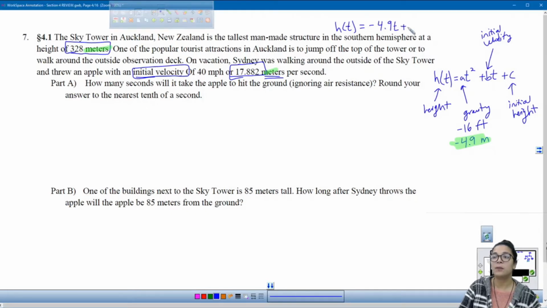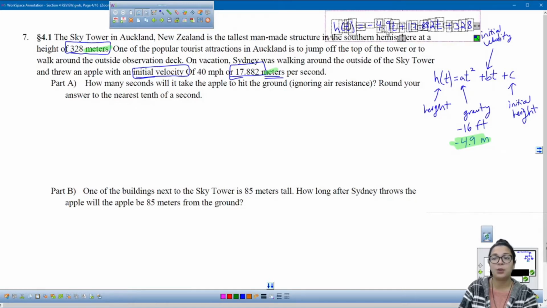And then the initial velocity is given to us right in the problem. They give us 40 miles per hour, but we don't want miles. The unit of measure needs to be meters, so we're going to use 17.882 for that. And then c, the initial height, was also given to us in the question, which is 328. So this is the equation that models this problem.